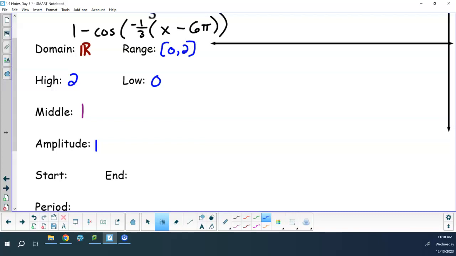Okay? Where do I start? Starts at 6 pi. What's my period? We get 6 pi also, because 2 pi divided by 1/3 is 6 pi. So if I start at 6 pi, and it takes me 6 pi to go around, where do I end? I end at 12 pi.